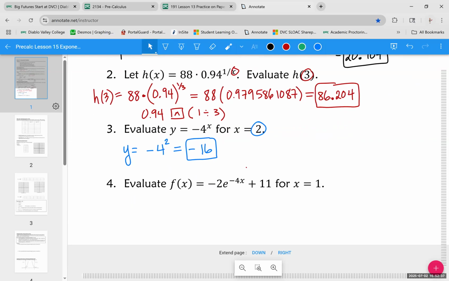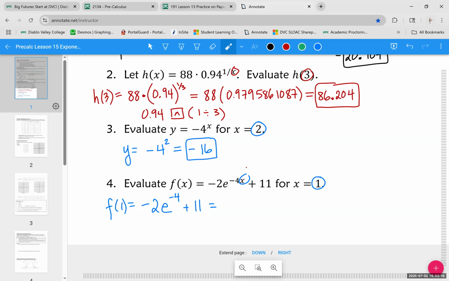All right, and last but not least, we're going to plug in 1 to this function here. So f of 1, oh, we've got an e, is negative 2e to the negative 4 times 1, which is just negative 4, plus 11. So what comes first is e to the negative 4th. So this is your opportunity to find your e button on your calculator. Raise that to the negative 4 power, which again, you might want to put that negative 4 in parentheses just to be sure that it's raising it to that whole power.